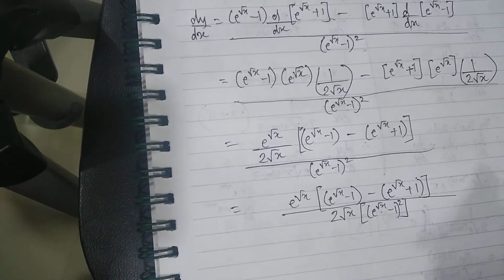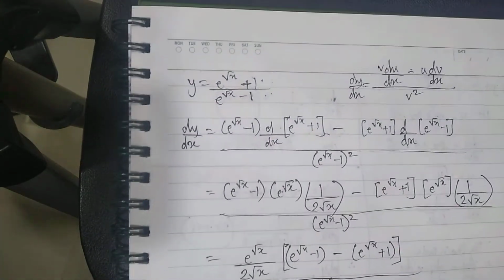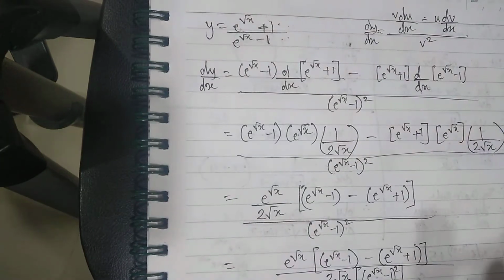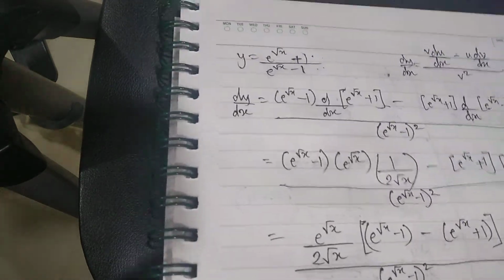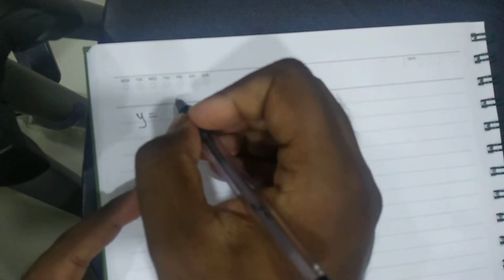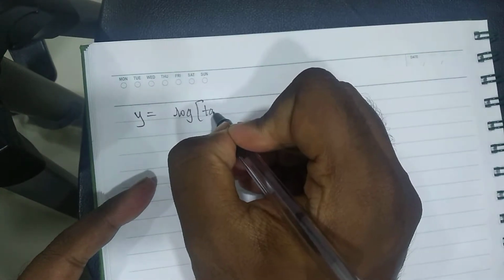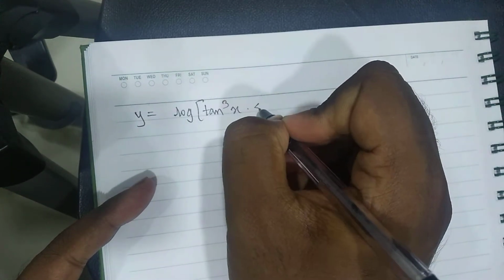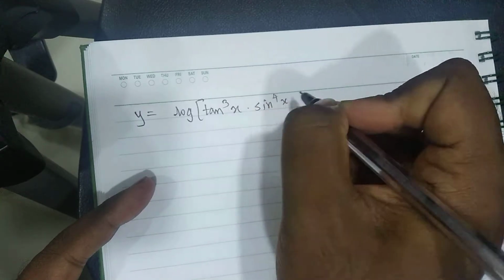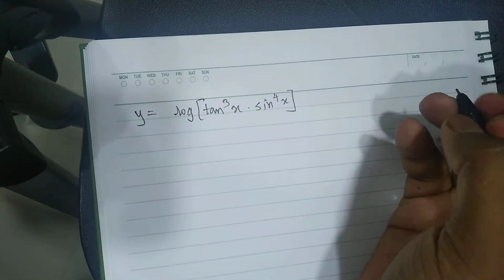Okay, so I hope you got an idea of how to solve a problem like this where you have u upon v form. Let me see if I can get one product rule kind of a problem. Yes, I've found one. Okay, let's just see if I can wrap this up quickly. So we have y equal to log of tan cube x times sine 4x. Okay, so this is of the product rule type.